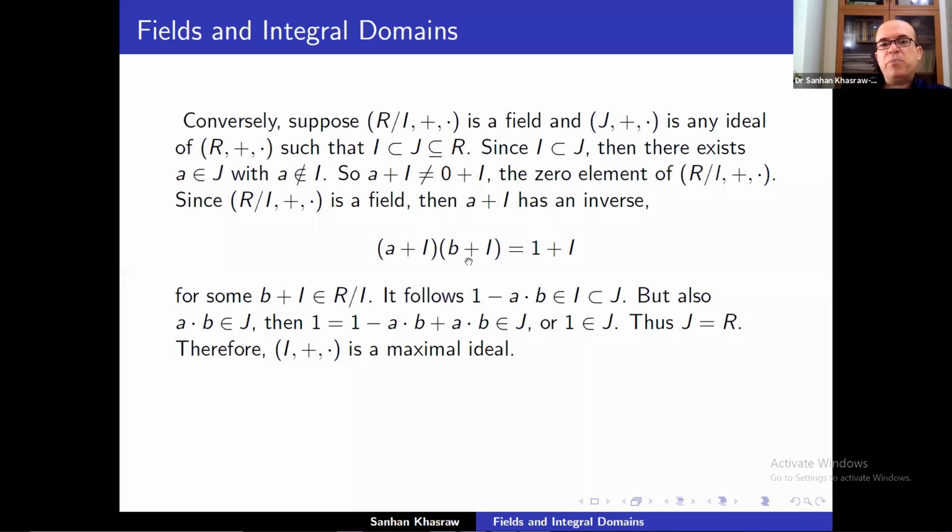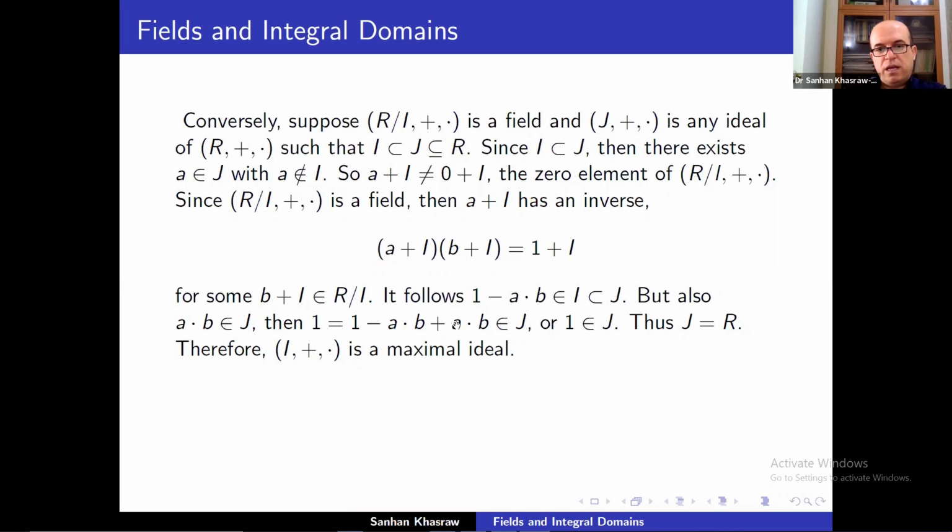Let's call the inverse B plus I. So A plus I times B plus I is equal to the identity in the quotient, which is 1 plus I. From this equation, one can see 1 minus AB belongs to I, because when I multiply these two cosets, I multiply the representatives, AB plus I. Since I is a proper subset of J, 1 minus AB belongs to J. But we have to remember A times B is also in J because A is in J, and if I multiply A with any element of R, the result is in J.